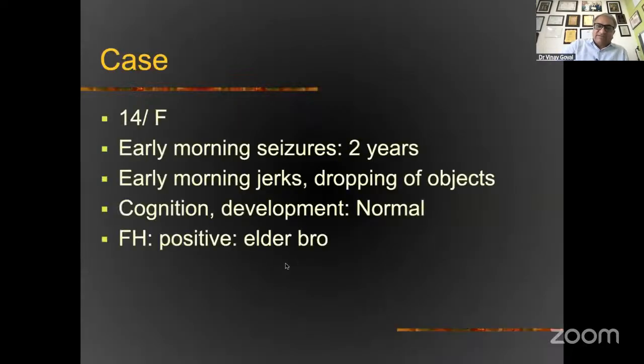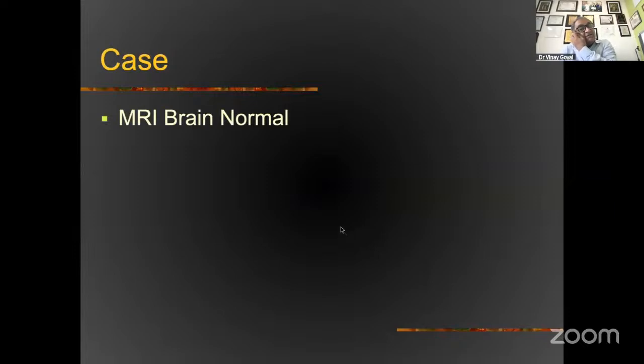Let's look at the first case. So this is a 14-year-old young girl. She gets early morning seizures for the last 2 years. Classically, she also gets jerks. So I'll just demonstrate. When you are sitting in the morning, you are brushing, you jerk. You're holding a cup of tea and you jerk, and you drop objects. This is a very common history. Cognitively she is intact, development is intact, her birth and milestones were normal. There is a family history. Her elder brother also has a similar problem. Now, an MRI brain is normal.